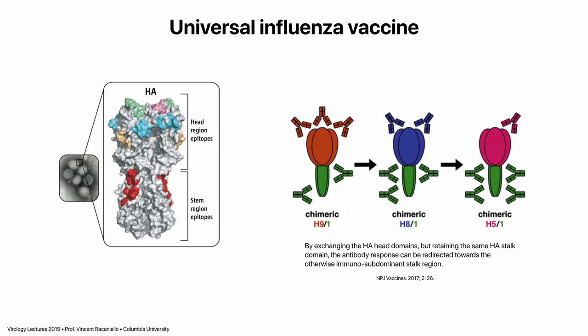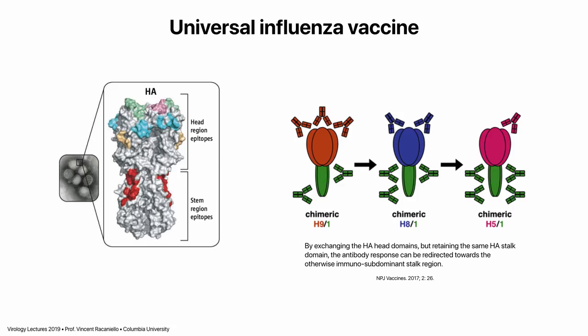For flu, people are trying to develop universal vaccines where you would get maybe one every 10 years, and it would protect you against all the different strains of flu that would emerge. So every year, as we get antigenic drift, this should take care of it. And one approach is shown here. The key is that on the stem of the HA, the stem has very conserved epitopes that do not change. The epitopes that change are on the head of the HA.